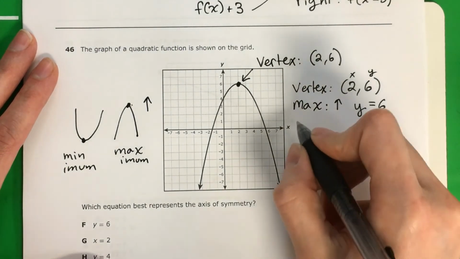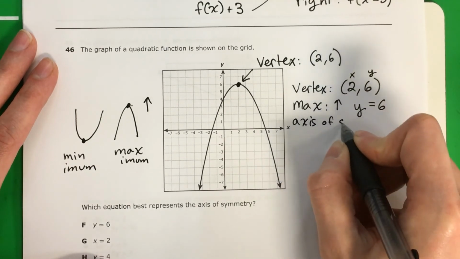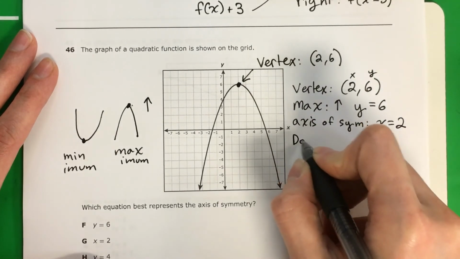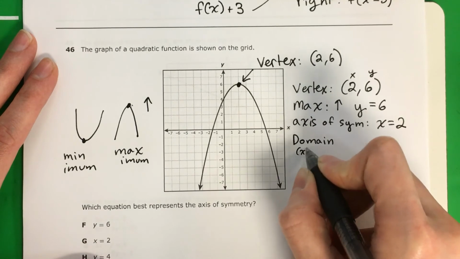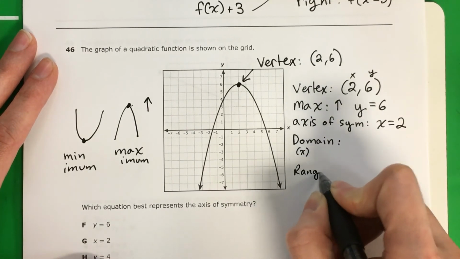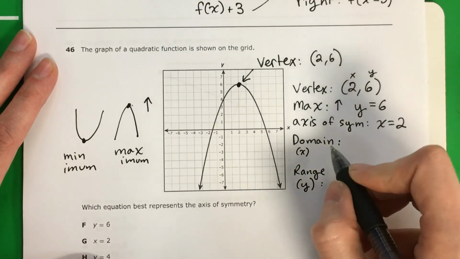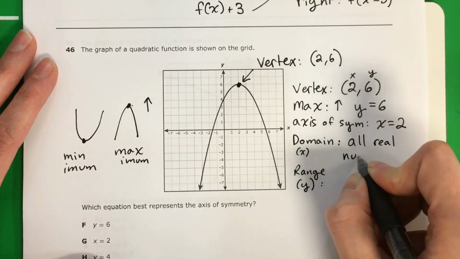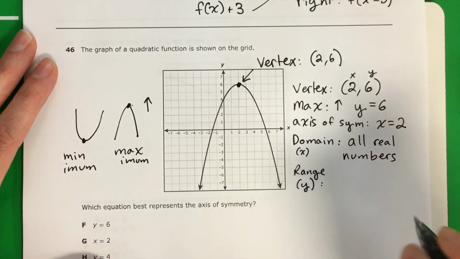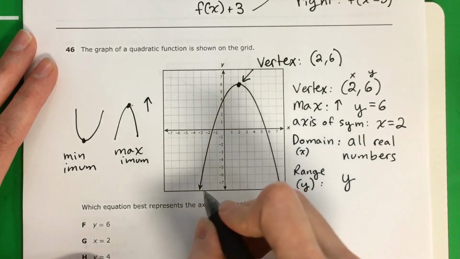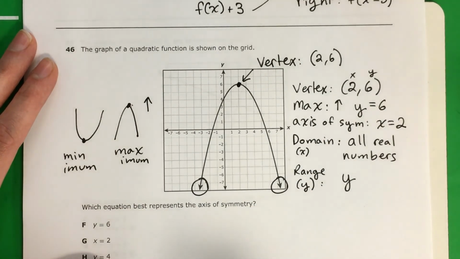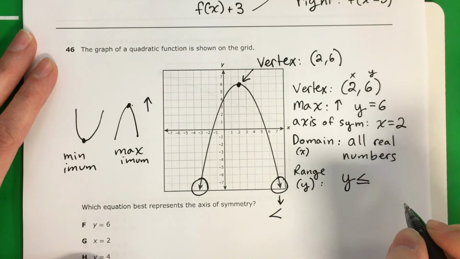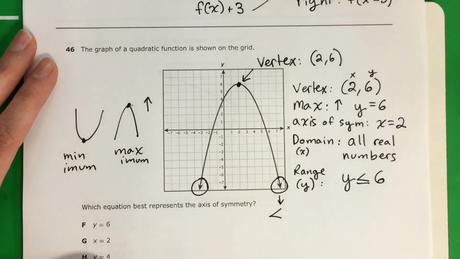Y equals 6. Now the axis of symmetry. The axis of symmetry is x, so x equals 2. Domain, remember domain is the x. And then we have the range, which is the y. Domain is always for parabolas, all real numbers. The range is y, so you're going to write y. You're going to look at the arrows. The arrows are down. Down means less than. So I'm going to put less than with a line, less than or equal to. My y is 6. So there's my range.